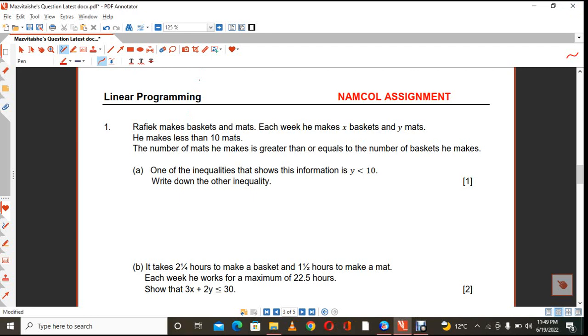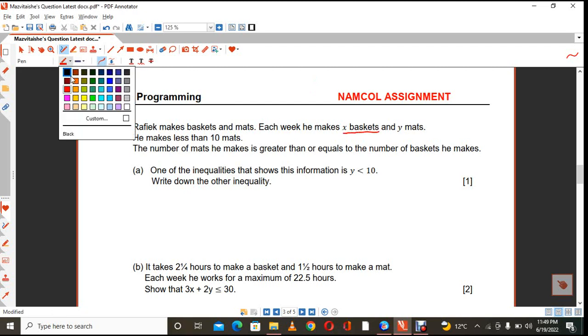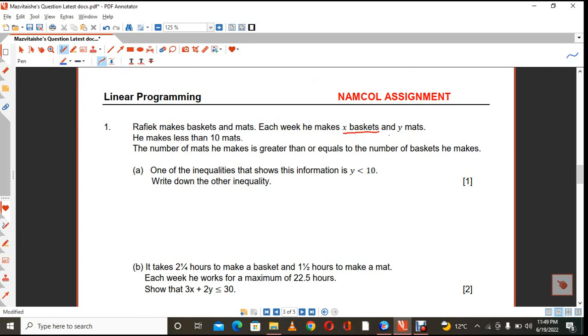So I have a question here on linear programming that was requested by one of my students. This is also a question in a NAMCOL assignment, I believe. It says Rafiq makes baskets and mats. The baskets will be represented by X. Let's underline that with red. And then the mats will be represented by Y.